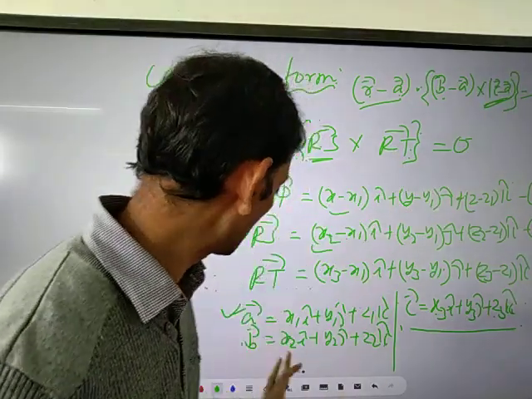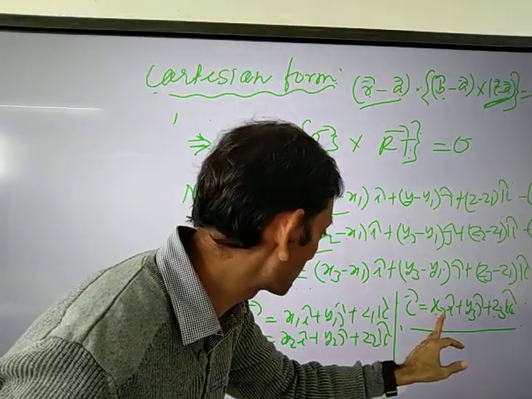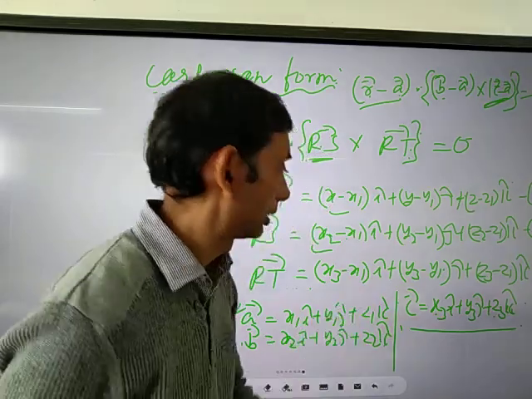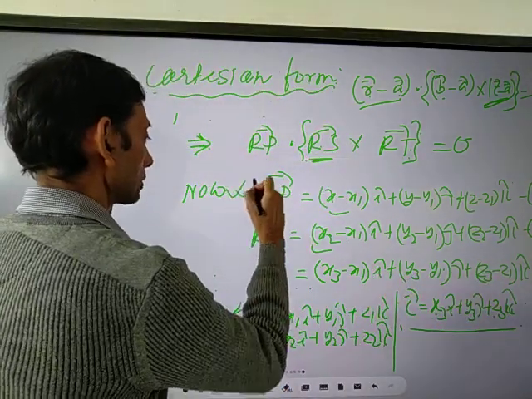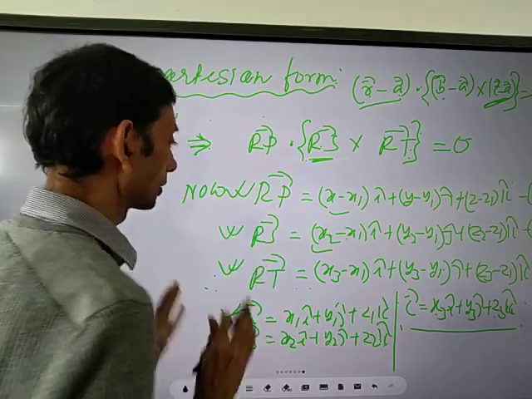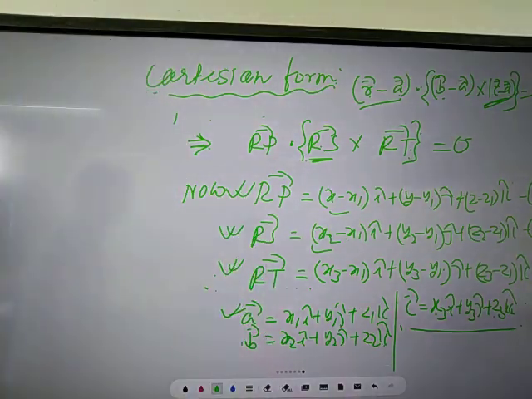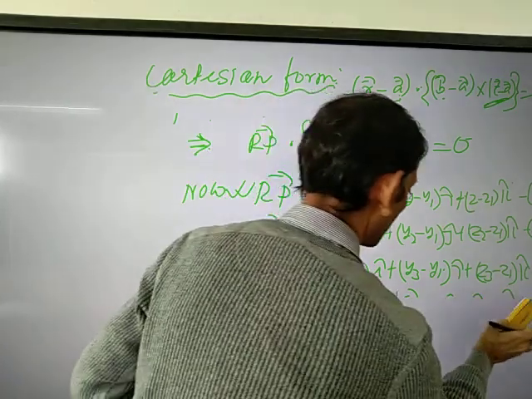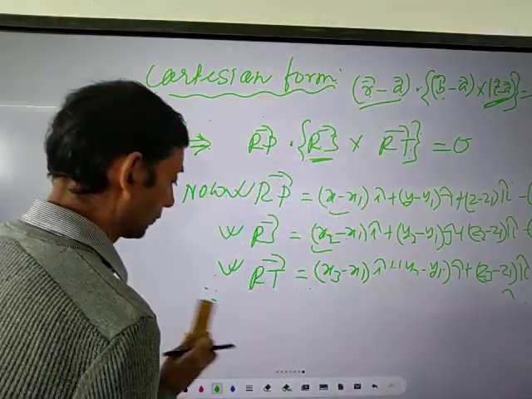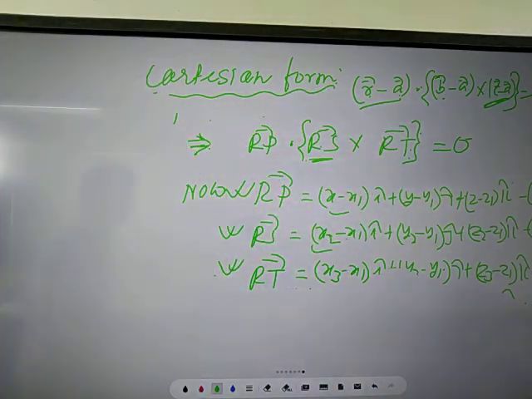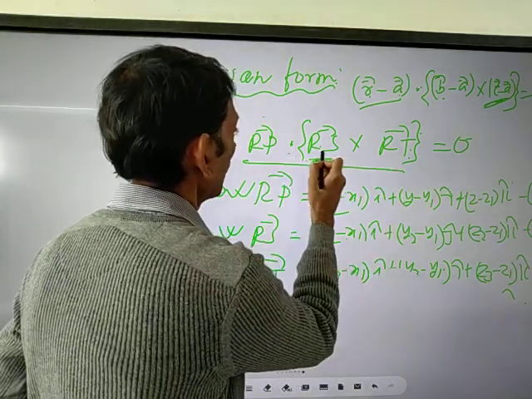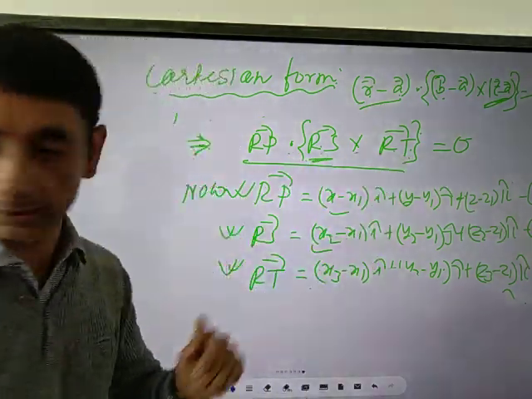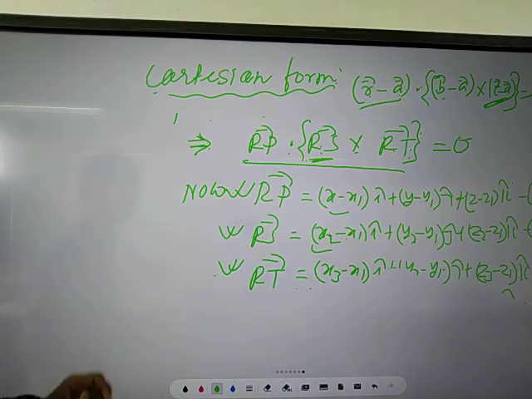C minus A means you subtract x3 minus x1 i cap, and you will get the other two terms. Fine. So these are the three pieces of information you got. Three important terms, and based on that, we can write the Cartesian form equation of the plane. Now we know that RP dot RS cross RT is written in the form of a scalar triple product.